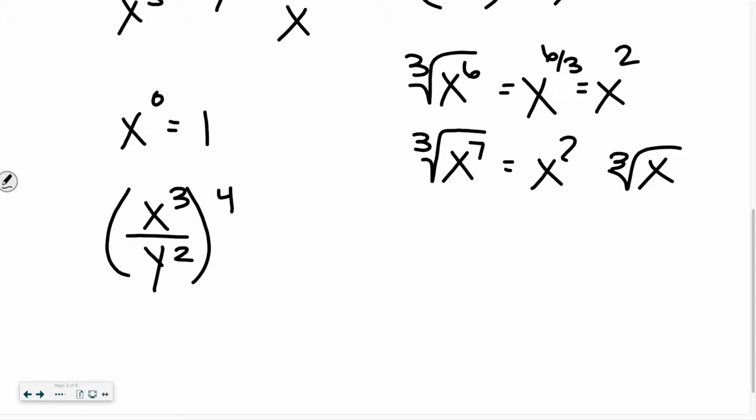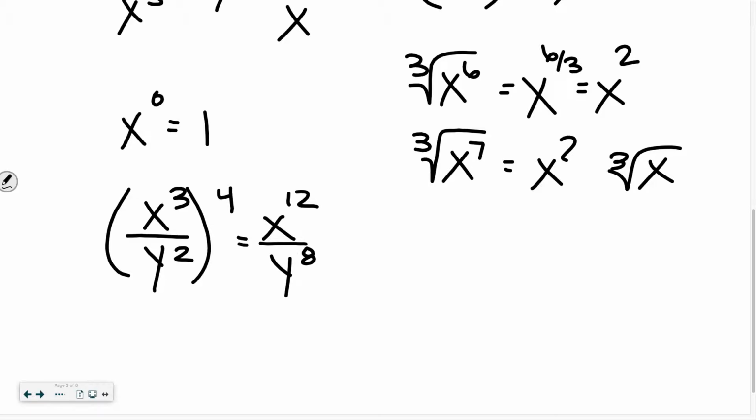And then I raise it to the 4th. That property just says that you raise the numerator to the 4th and the denominator to the 4th. If it's in a group of parentheses, that's the power of a quotient, that you apply it to both. So this is like x to the 12th, y to the 8th.